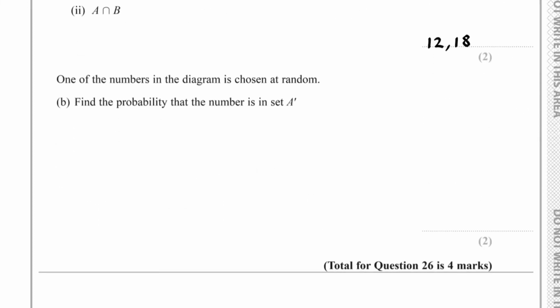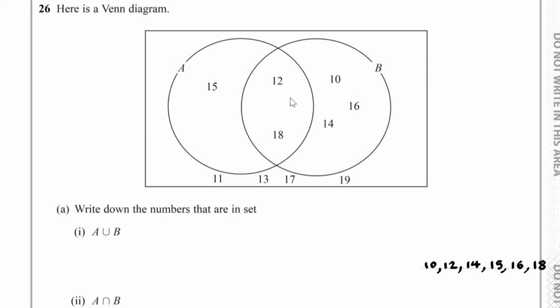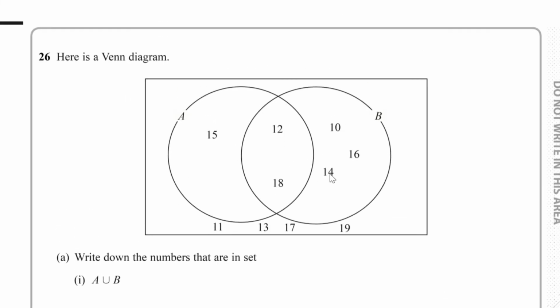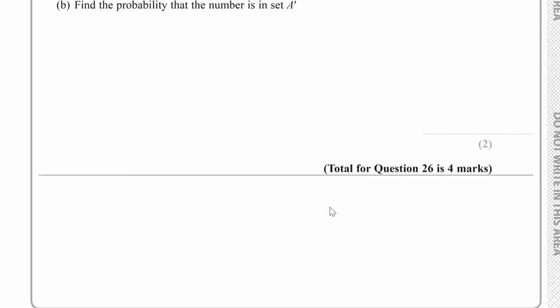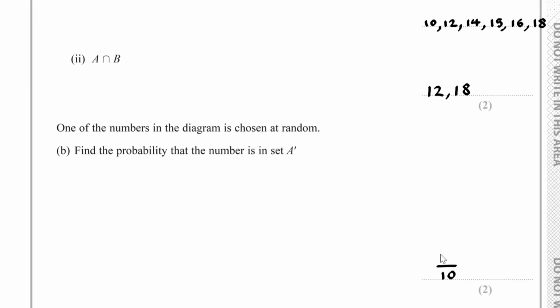Then one of the numbers is chosen at random. We have to write down the probability that the number is in the set A complement, so that means not in A. Now here we've got 1, 2, 3, 4, 5, 6, 7, 8, 9, 10 numbers in total. And of those 10, how many are not in A? Well, I've got 1, 2, 3, 4, 5, 6, 7 of them. So I've got 7/10.